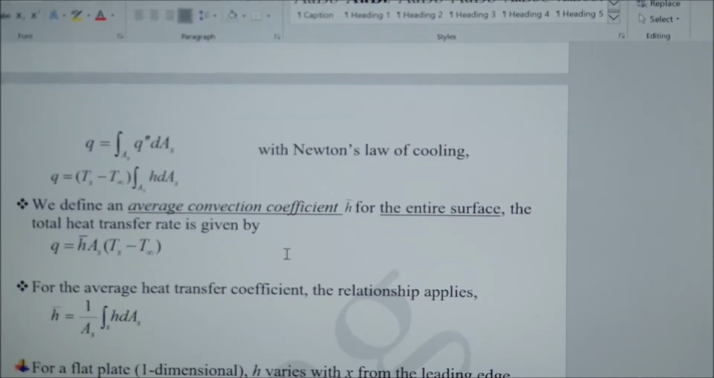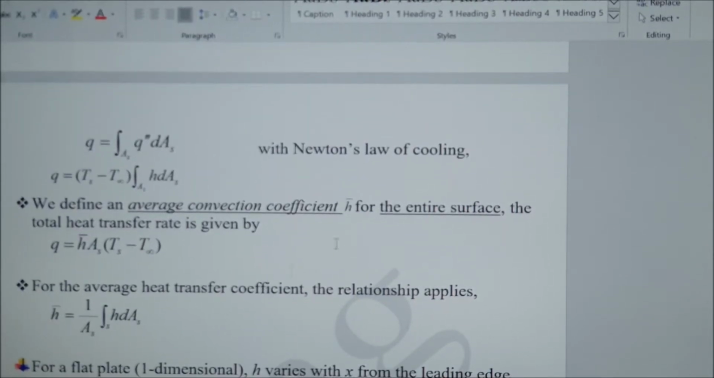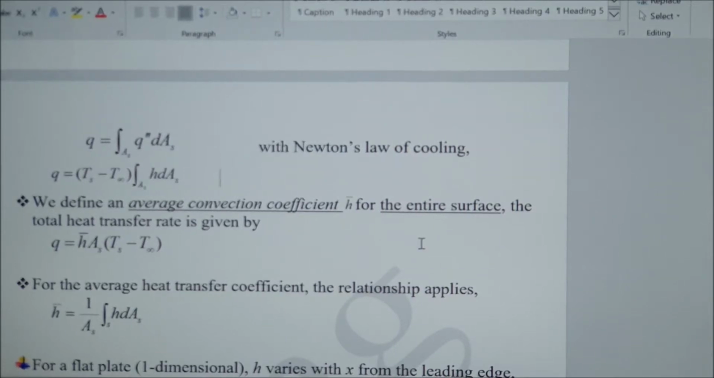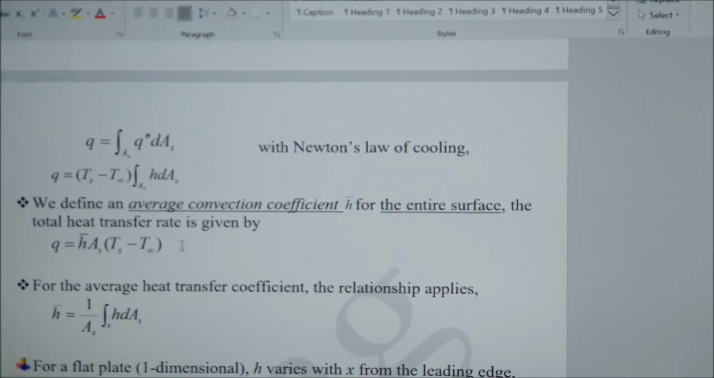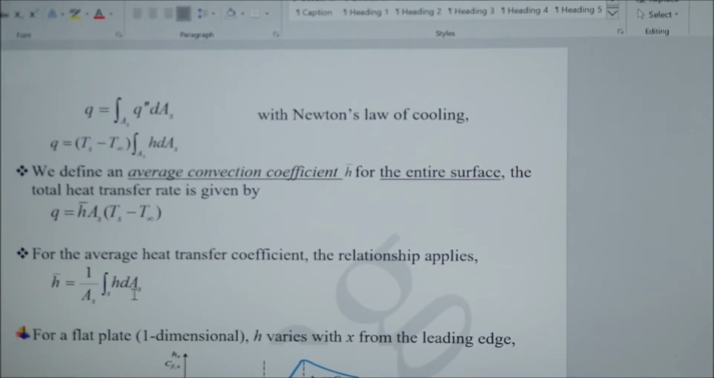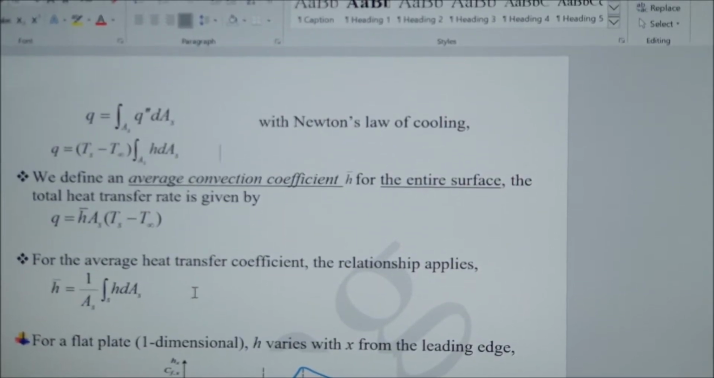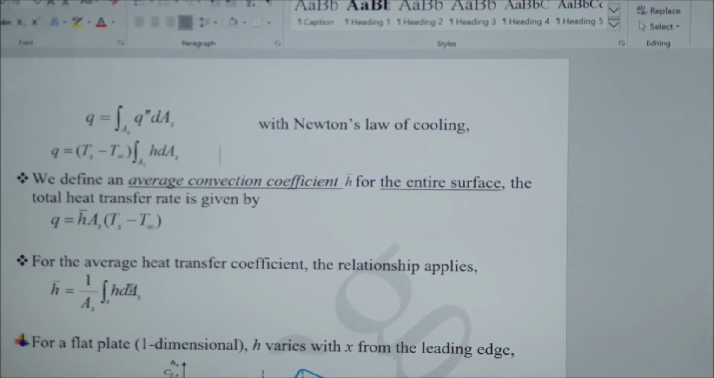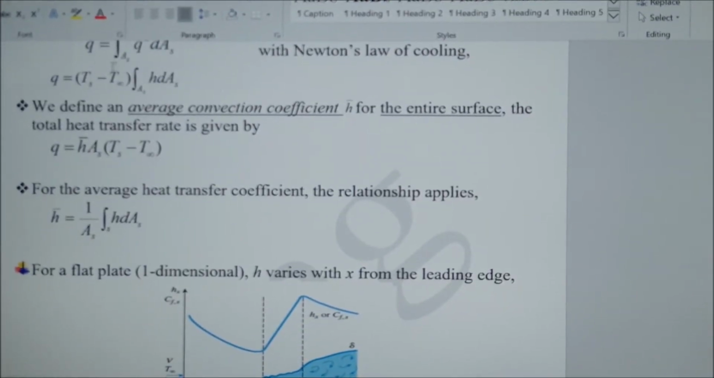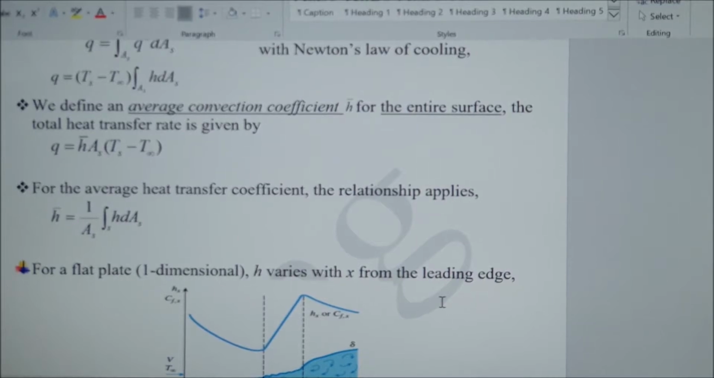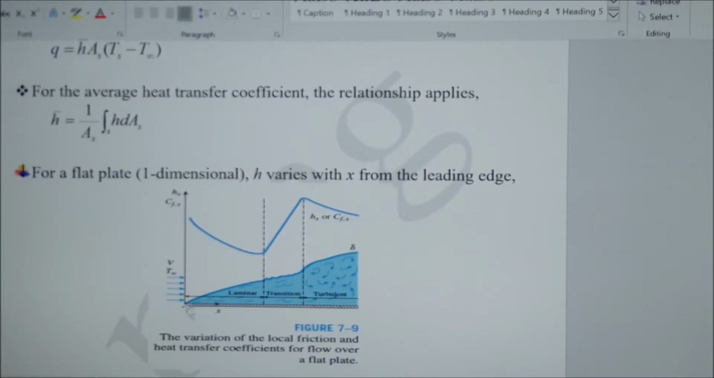Now we define an average convection coefficient H bar for the entire surface where convection occurs as this. Note the bar on the top. That is the average heat transfer coefficient. Now H without the bar is the local heat transfer coefficient, which varies along the distance x from the leading edge. For a flat plate, one-dimensional, H varies with x from the leading edge.